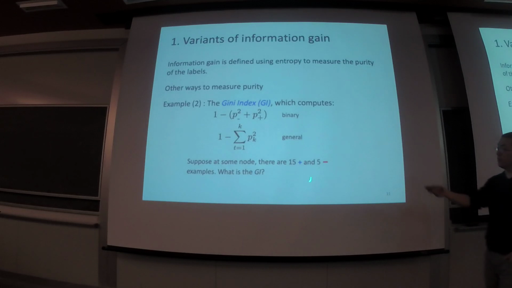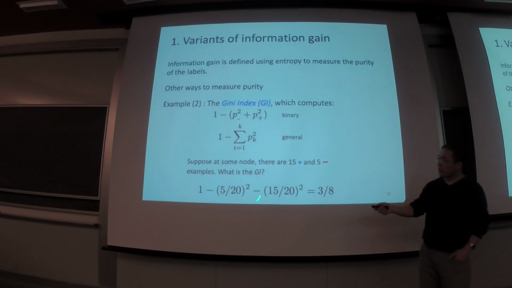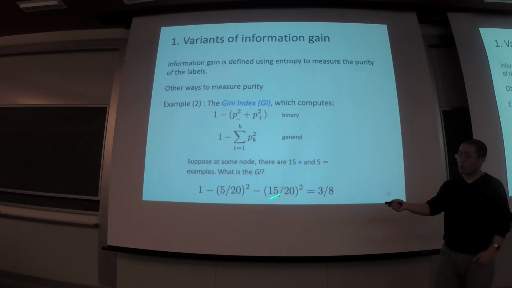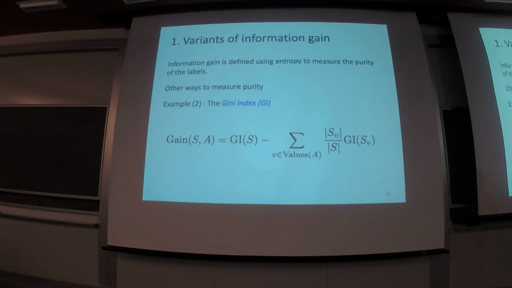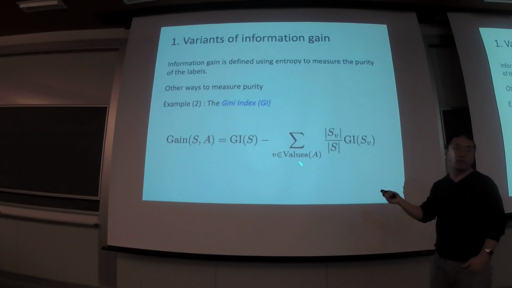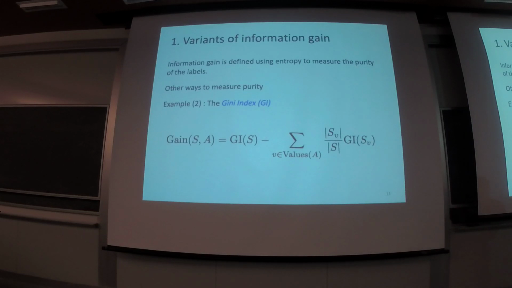To give you a concrete example, like if I have 15 positive examples, 5 negative examples, what is Gini index? You just compute the negative proportion, which is 5 over 20 squared, minus positive proportion, which is 15 over 20 squared. This is Gini index, right? And then, based on Gini index, we can define our gain. Simply replacing the entropy by Gini index. All the other things are exactly the same. So now we have another variant of decision tree.